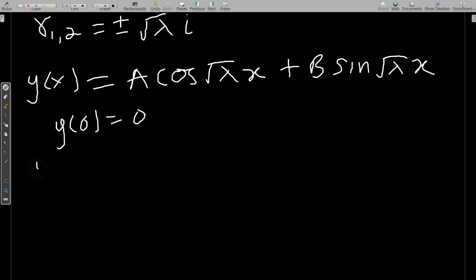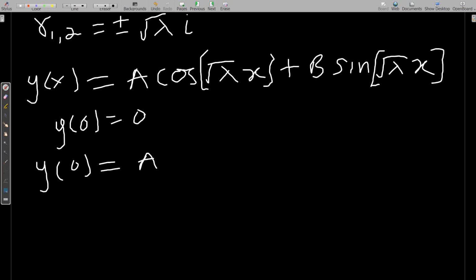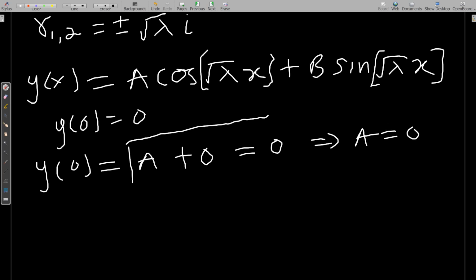So let's quickly do that. y of 0 will be equal to a cos of 0, because you have the whole of this, cos of square root of lambda x, together, like this. So now I put x equals 0 inside this, I'll get cos of 0, and that will be just 1. So I have a plus b sine of 0, and that is 0. And after simplifying, this should be equal to 0. This implies that a is equal to 0. The a equals 0 is coming from this equation. You solve this and you see that a is equal to 0. You have a plus 0 equals 0, so you make a the subject, you have 0 as well.